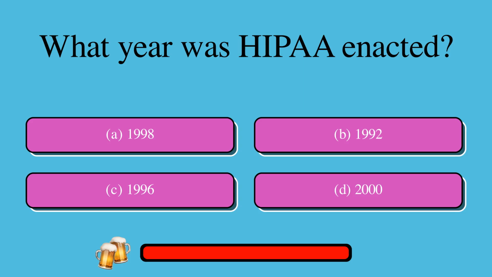What year was HIPAA enacted? A. 1998, or B. 1992, or C. 1996, or D. 2000? The correct answer is C. 1996.